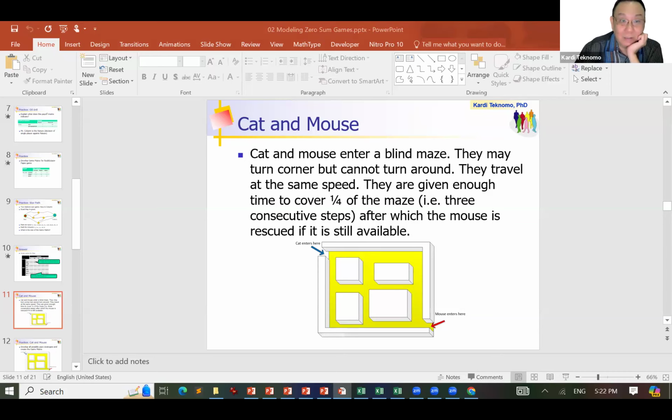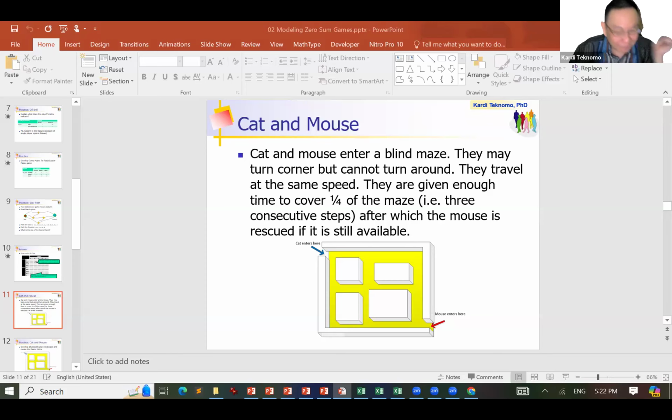And then they can only travel at the same speed for only 3 consecutive steps. That means only 1/4 of the maze. After that, the mouse will be rescued if the mouse is still alive. Okay, they got it?